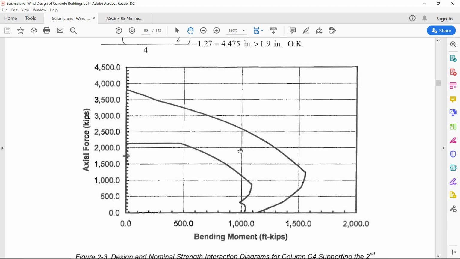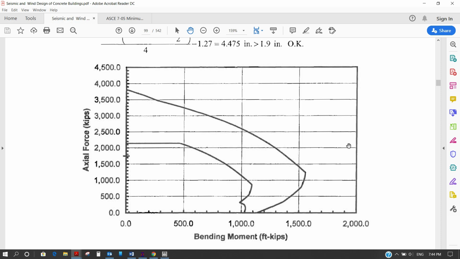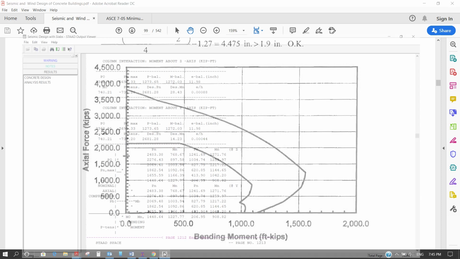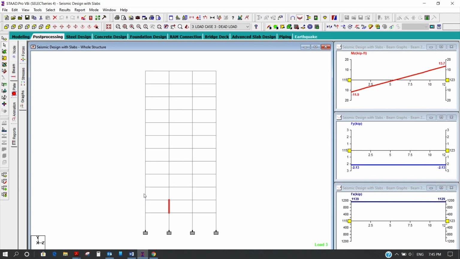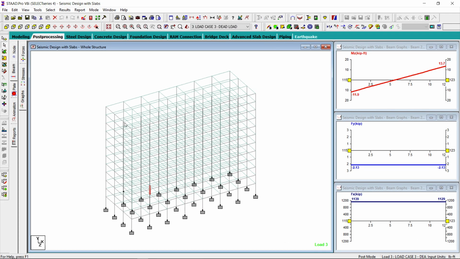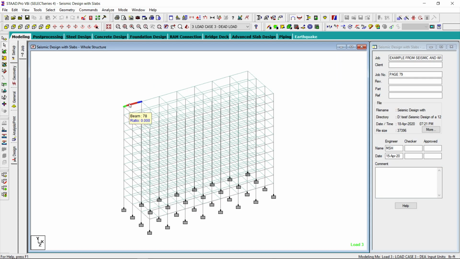So now I can conclude that at least for seismic design category A structure, the calculated reinforcement is in line with the calculated values, and we can design a seismic design category A structure with STAAD. There is no problem at all.